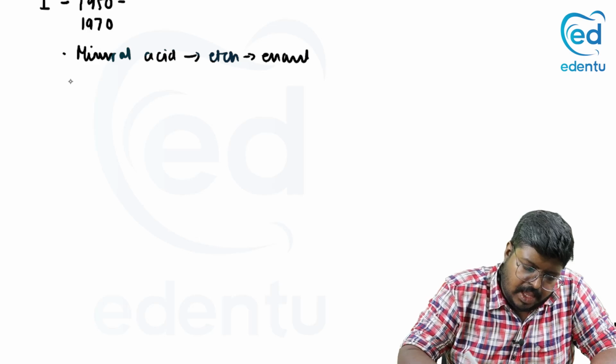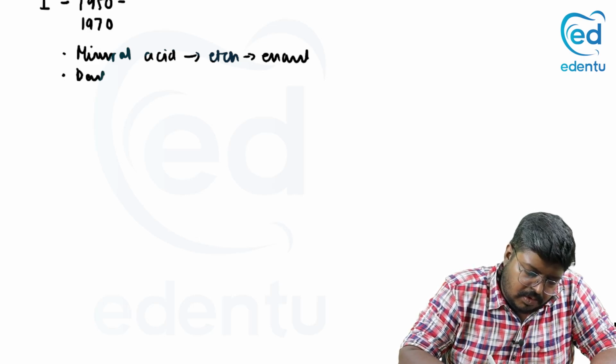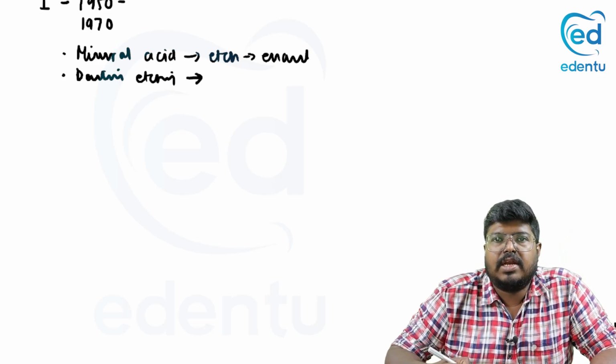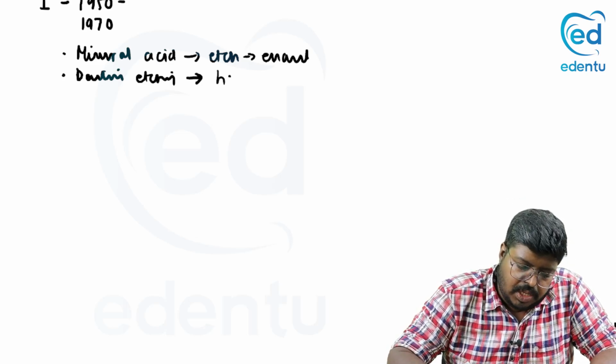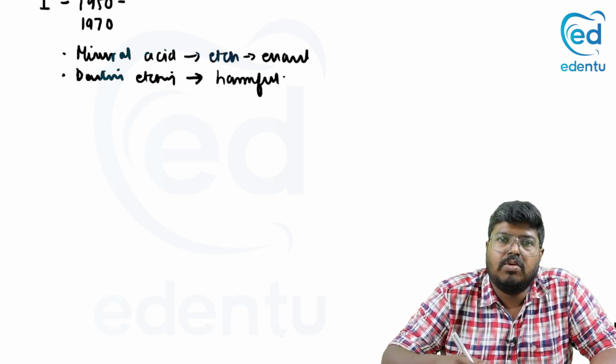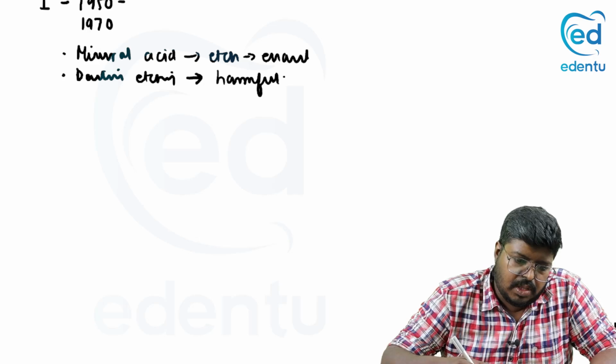Correct? Then, dentin etching was then done. Why? It was then done, but it was thought to be harmful. It was thought to be harmful until Fusayama came into the picture.